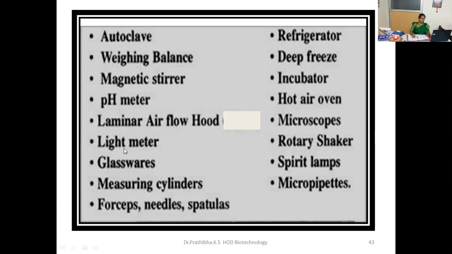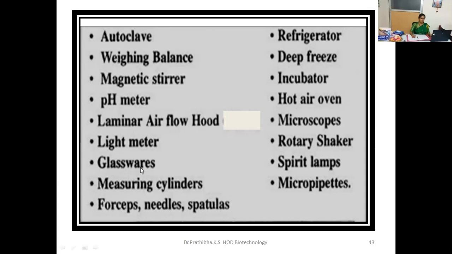And then we need a light meter. This light meter we are going to place in the culture room. In the culture room, we use this light meter to adjust the photoperiod. We need that particular light meter.